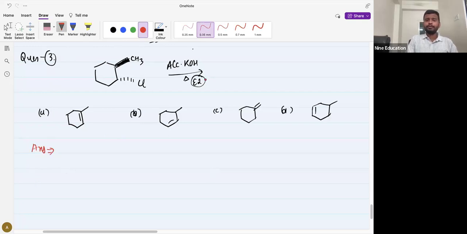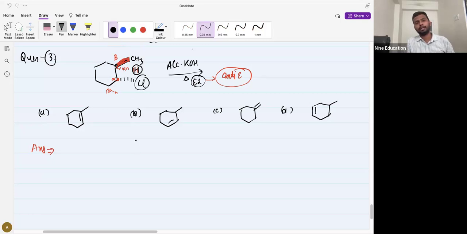See, if you have to do the E2 elimination, you can do it. This is the alpha carbon with chlorine. This is a beta carbon, this is a beta carbon. So I can take hydrogen from here or from here, two possibilities. But it should be anti-elimination. If this CH3 is above, what will be down? Down will be hydrogen. But this hydrogen and Cl are not anti. They are on the same side.